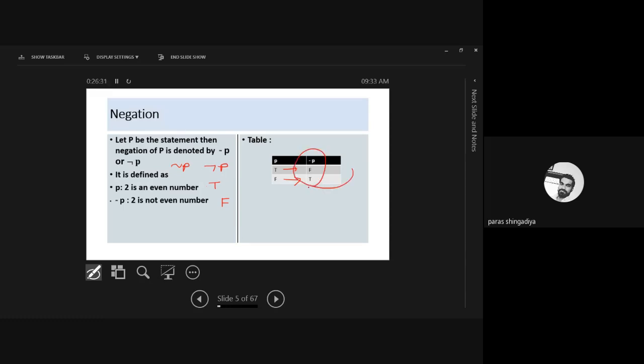Negation of P. Is it clear? It's very easy, not difficult. There is no integration or calculus here that would confuse us. Just apply the proper form, apply some mathematics and you can easily find the answer. T will convert to F, F will convert to T. If there is any confusion or doubt, please ask.